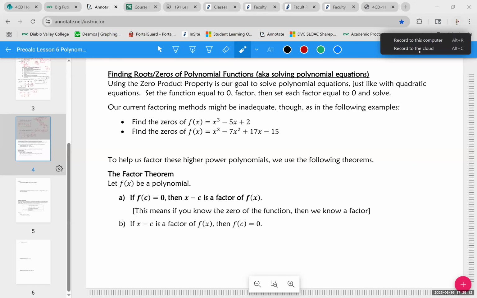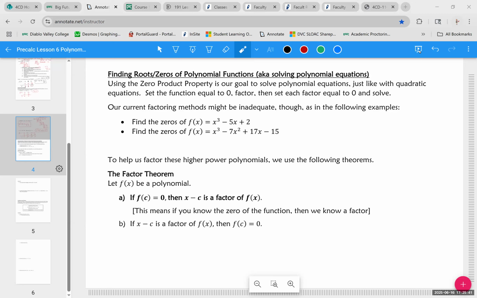Okay, so the last thing we're going to be learning in this part of the lesson is finding roots or zeros of the polynomial function. So in other words, trying to solve an equation where we have a polynomial equal to 0. Okay, so we've already used the zero product property, and we know that if we have two factors multiplied together and that product equals 0, then we could just set each factor equal to 0 because one of them has to be 0. So we're going to use that same idea.